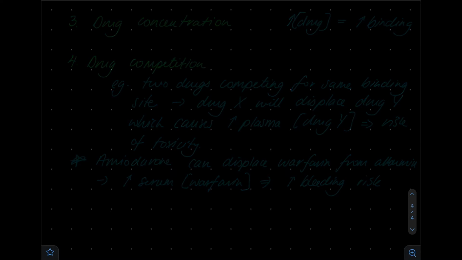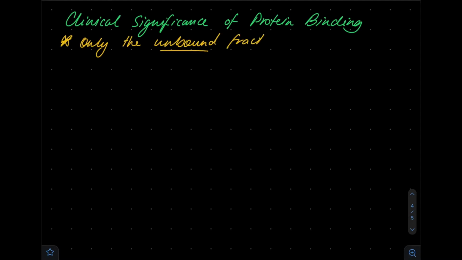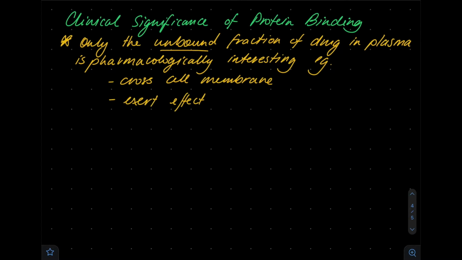Okay, we're now going to pause the video and ask ourselves, what is the clinical significance of protein binding? How does protein binding affect what the body does to the drug? And how does protein binding affect what the drug does to the body? Basically, the unbound fraction of drug in plasma, that is the portion of drug not bound to proteins, the free drug, is the pharmacologically interesting part of the drug. What do I mean by that? The unbound fraction is the only part that can cross cell membranes and exert an effect.